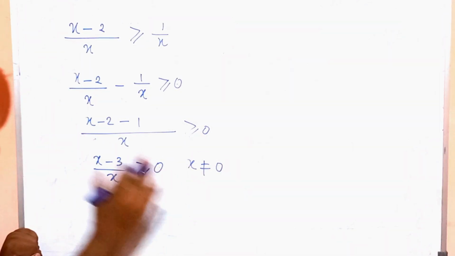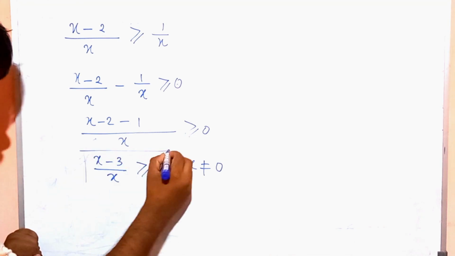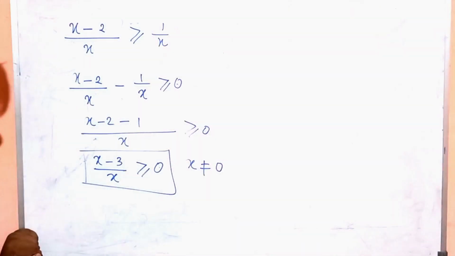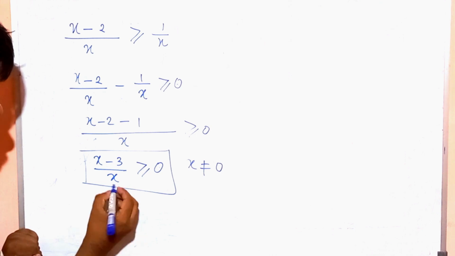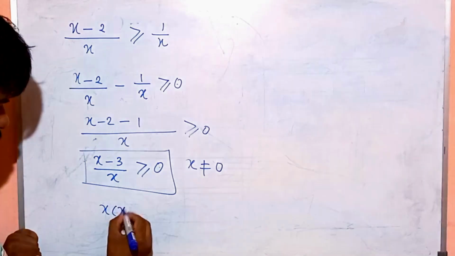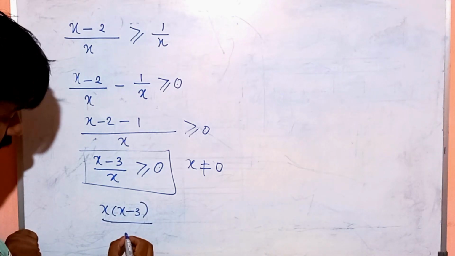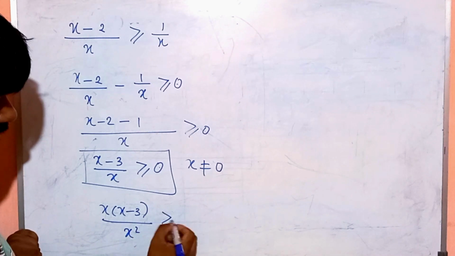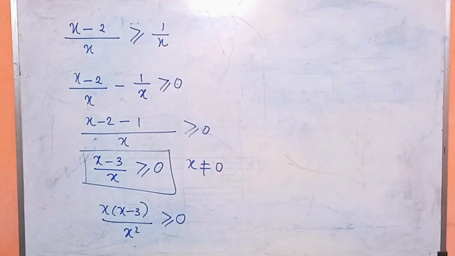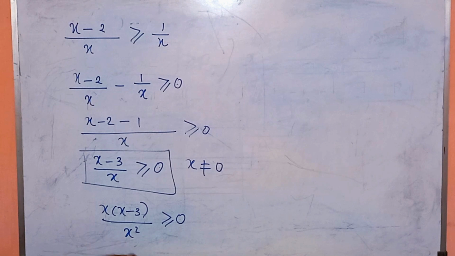What you have to do here, after coming to this step, is multiply the numerator and the denominator by x. So x into x minus 3 divided by x square, that is greater than or equal to 0. Now what you can do here is multiply x squared here.